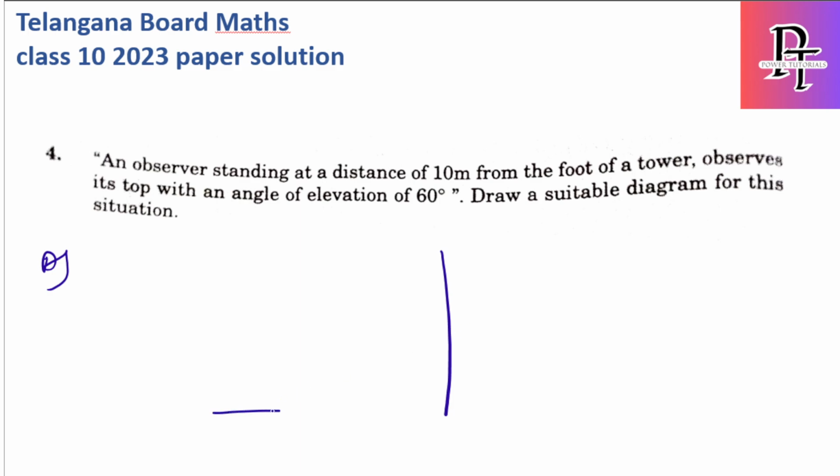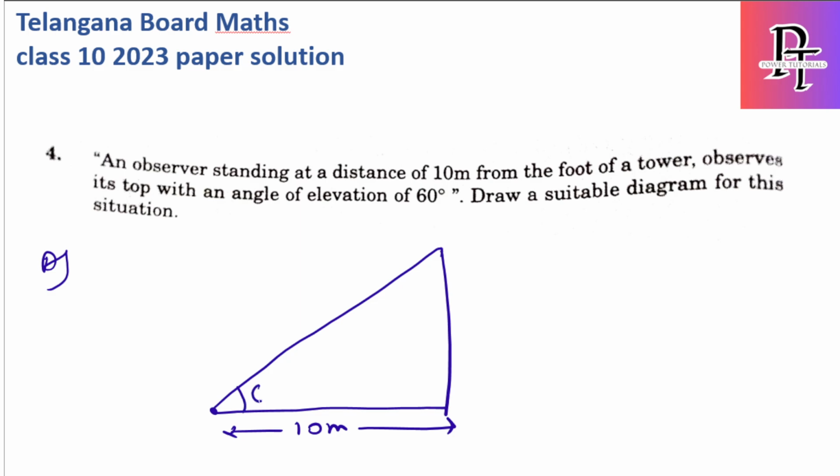We have an observer whose distance is 10 meters from a tower. The observer sees the top with an angle of elevation of 60 degrees. So this is the observer, here we have a tower, and this angle is 60 degrees. Draw a suitable diagram. So that's it. You have to mention here this is the observer. Okay, and let's write A, B and C.